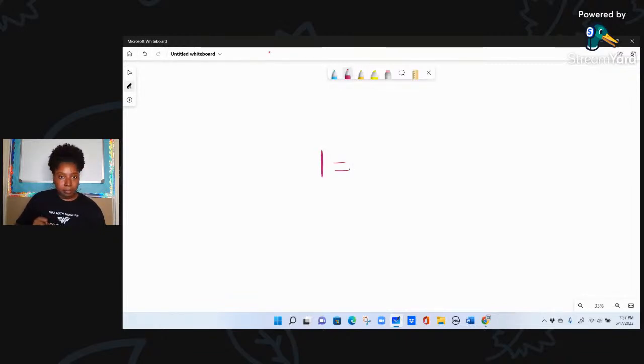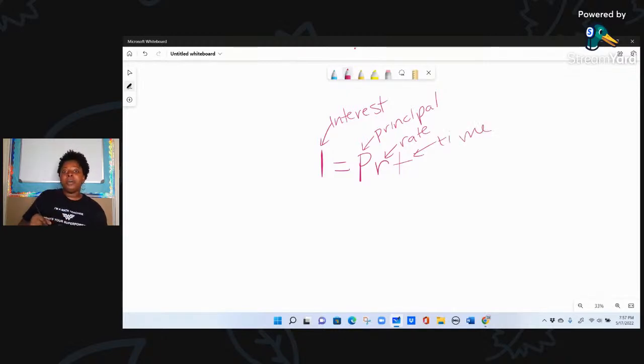So I'll do it anyway. Simple interest. I-P-R-T. That's how I remember it. So interest equals, so I is interest, of course, and that equals the starting balance or your principal amount times the rate times however long it takes you to pay it off. Okay. So if they say I'm taking out a loan, a $2,500 loan.